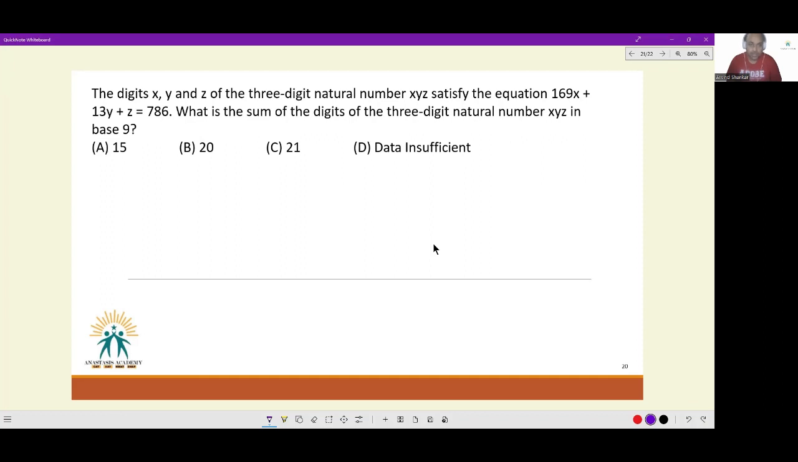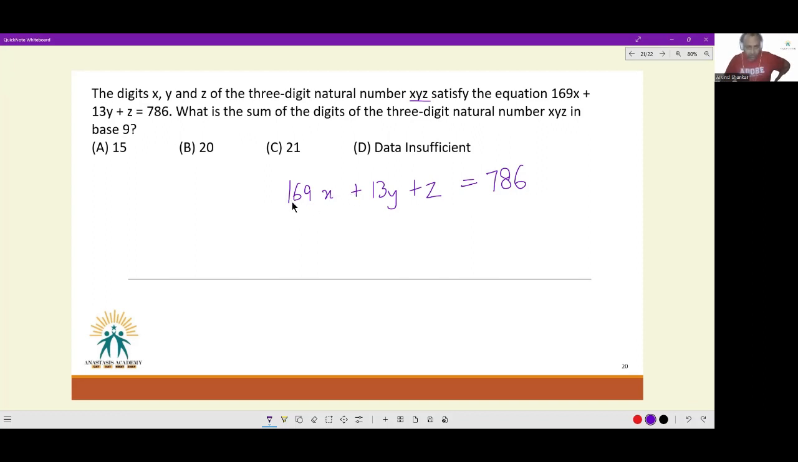The digits x, y, and z of a three-digit natural number xyz satisfy the equation 169x plus 13y plus z is equal to 786. What is the sum of the digits of the three-digit natural number xyz in base 9? Okay. So remember, xyz is currently a natural number. We've got 169x plus 13y plus z is equal to 786.